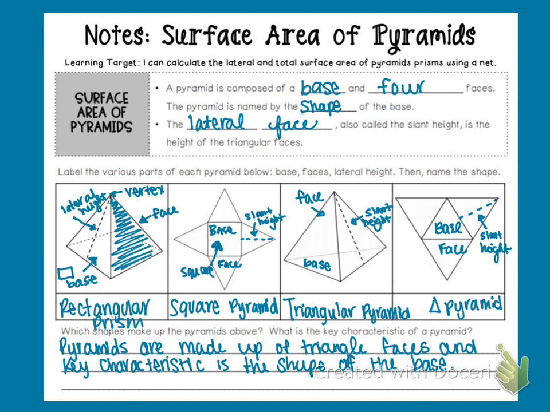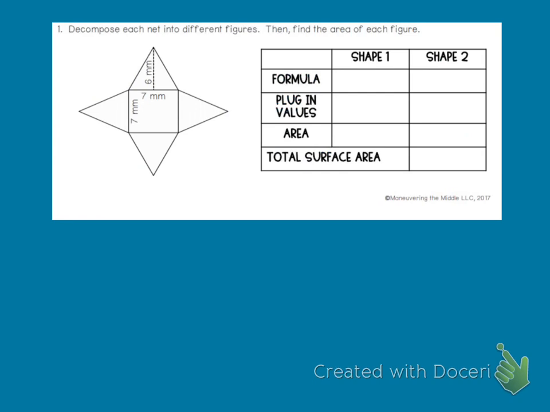All right, so moving on. You can press pause if you haven't finished writing. Number 1 says to decompose each net into different figures and then find the area of each figure. So this right here is telling us that they're asking for total surface area. We have our first shape, which is our square, and then our second shape, which is our faces, right? So this is our square, and this is our faces.